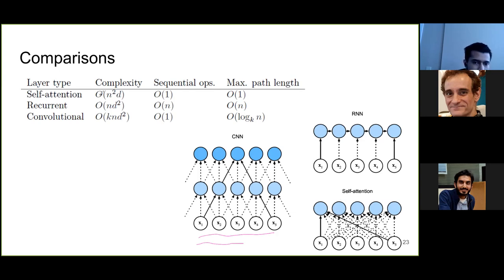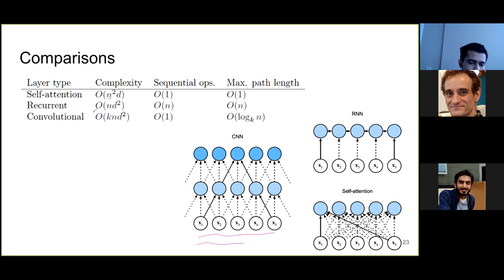Okay, and this complexity is how much time we need to train it. Self-attention depends directly on the data, so this n is the size of the data. It's checking all possible pairs of data with each other. That's why n squared, and d is probably the size of the features.